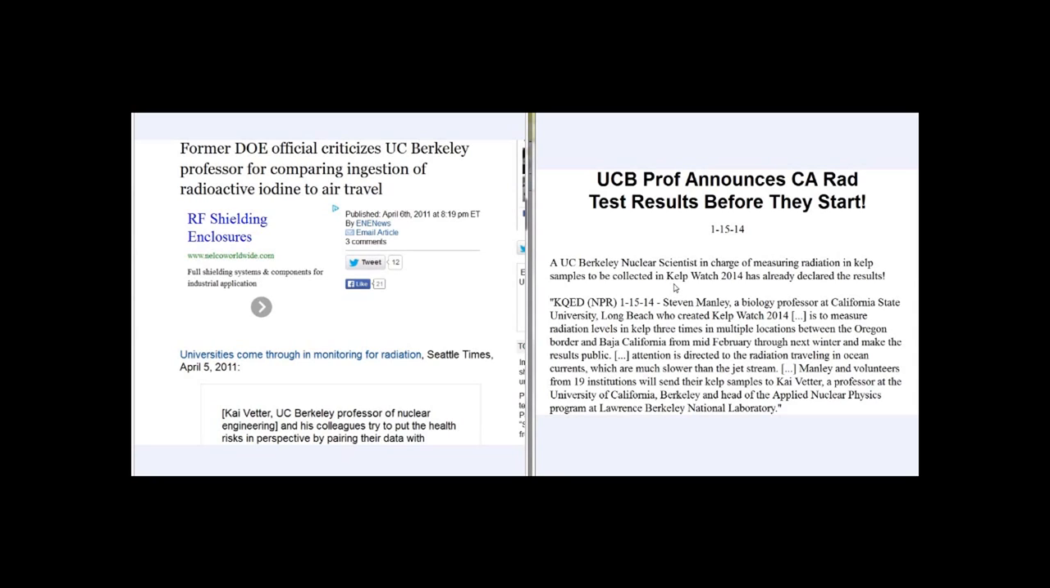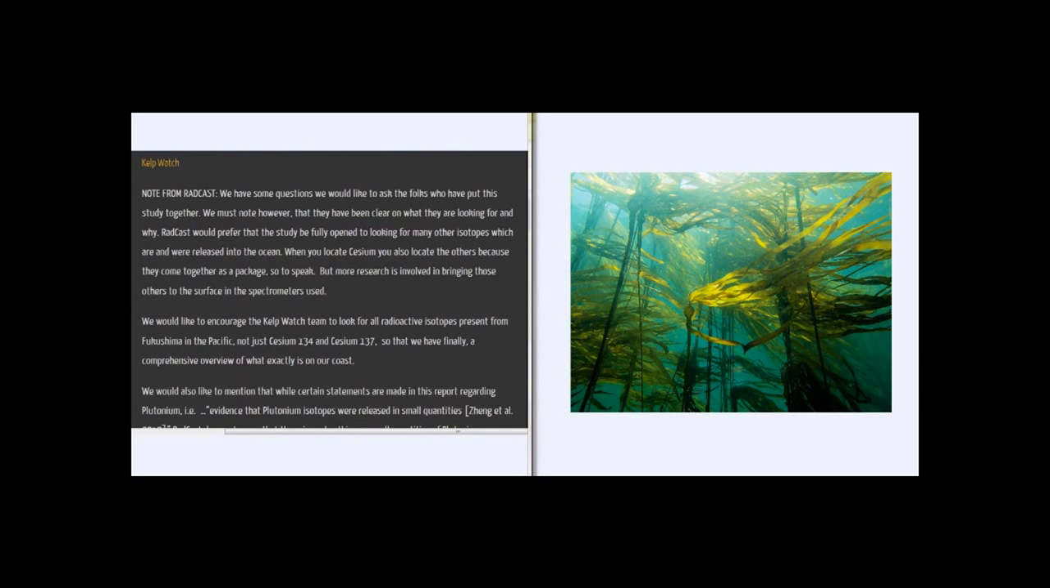And the other one was a UC Berkeley professor, Stephen Manley, who announced the California kelp test results before they started. And so RadCast then went with this, even though they said they should look for other radioactive isotopes. Kelp-Watch ran with it, and they said, we have some questions we'd like to ask the folks who put this study together, that they have been clear on what they're looking for and why. RadCast would prefer their study is open to looking for many other isotopes.